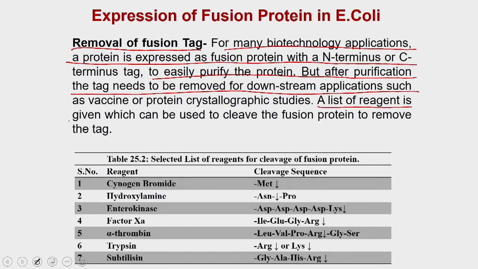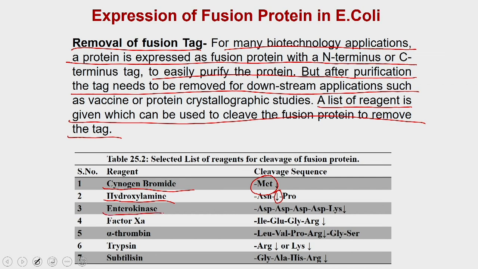So, for removing the fusion tag, we have a couple of reagents. For example, you can use cyanogen bromide. Cyanogen bromide is going to cleave the tag just after the methionine. Similarly, you have hydroxylamine. Hydroxylamine is going to cleave the fusion tags between the asparagine and proline.